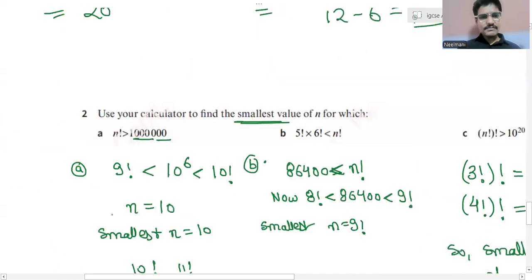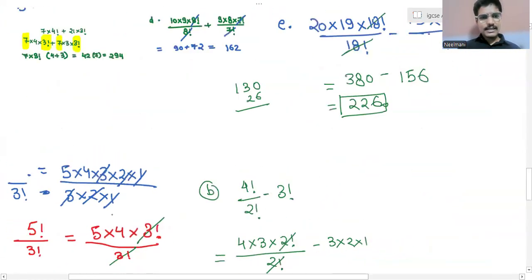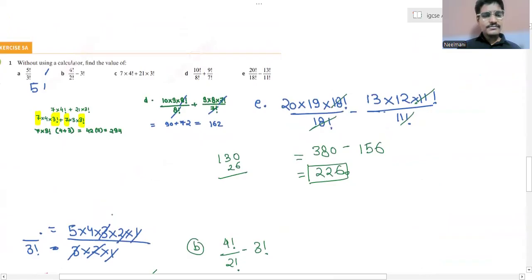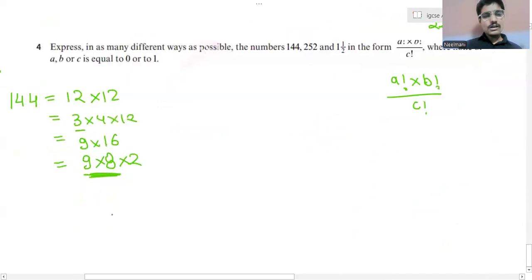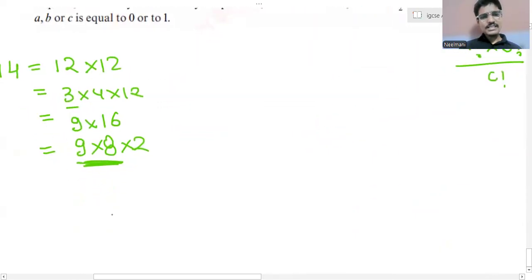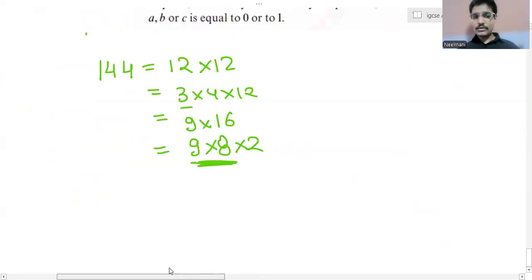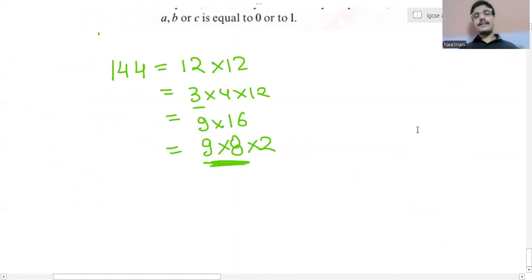We have seen something here like this, right? 5 factorial upon 3 factorial, so we will get 5 into 4. So our main goal here is to find something consecutive, right? That would help us. We already found it out. And there is the final step.